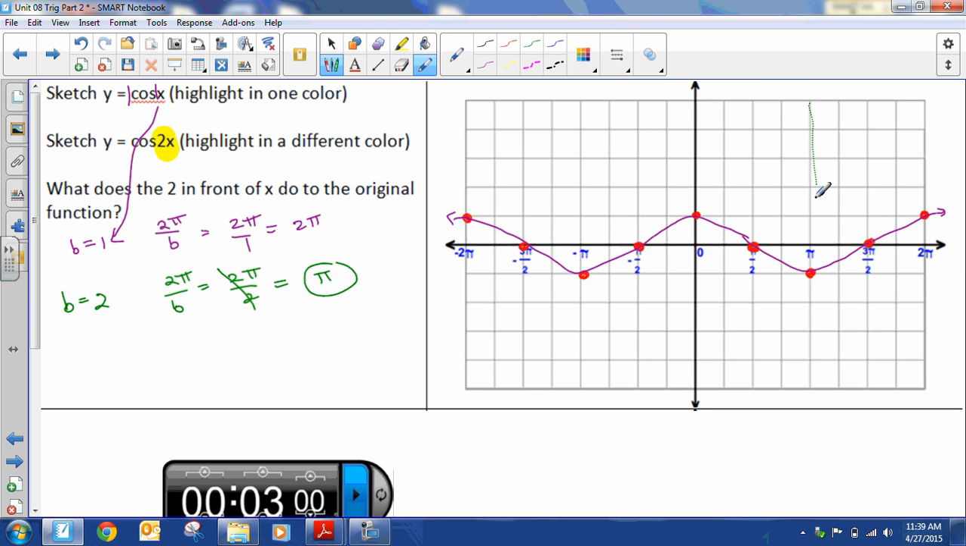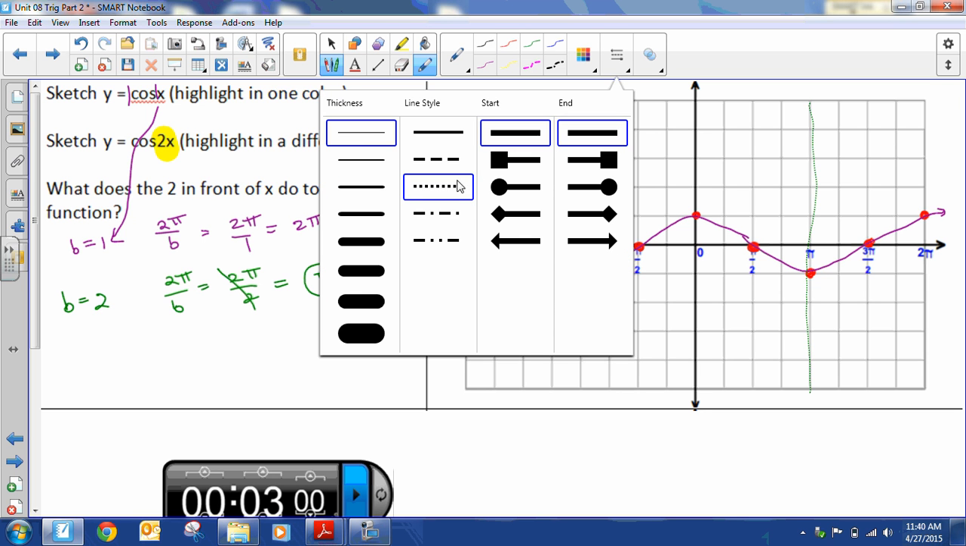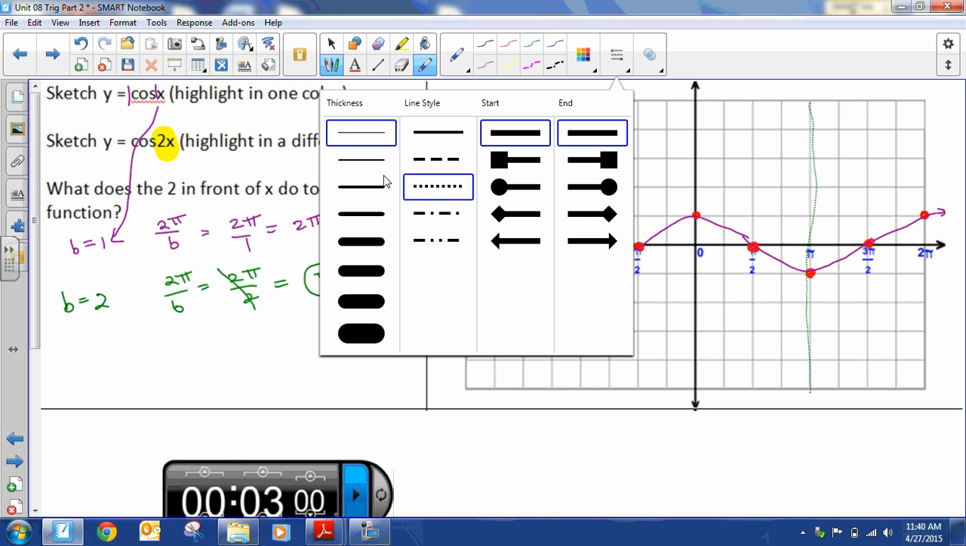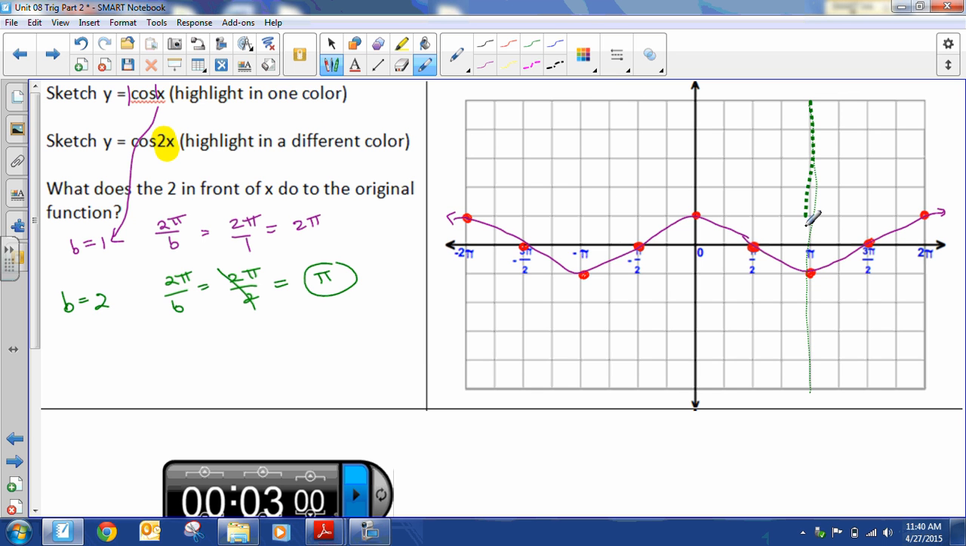So what I like to do is put down a vertical guideline. Oops, that didn't show up. Let's try that again. A little thicker. There we go. And there we go there. So basically we're going to squeeze the complete cycle of the cosine graph into this space here.